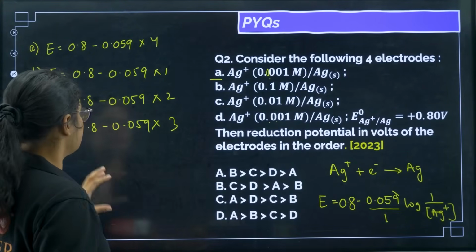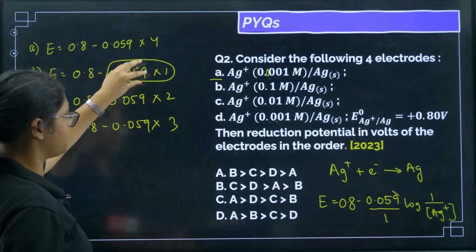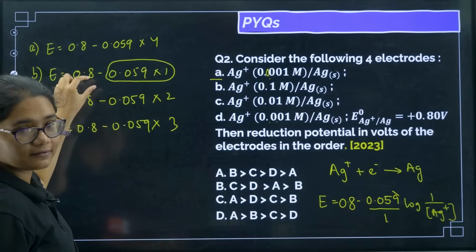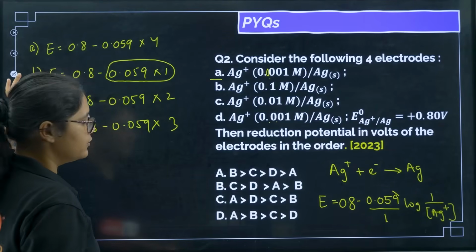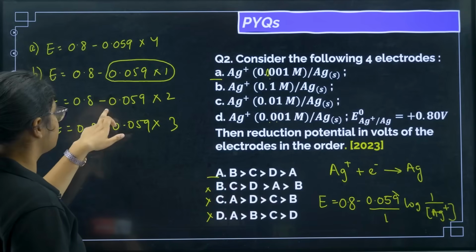Okay, now you see we are subtracting this one. The smallest number is here, right? That means we are subtracting a small number from the 0.8. That means this one will be the highest value. So B is highest only in one option. So we can eliminate this one. After that it is C.